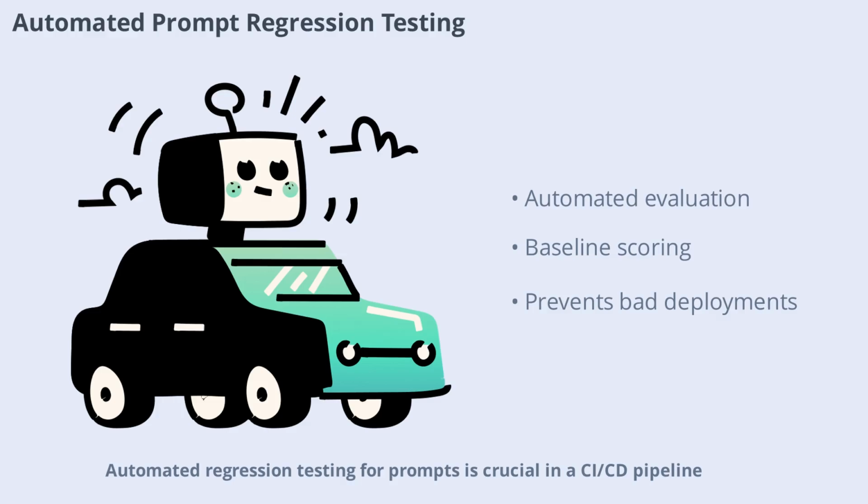Automated regression testing for prompts is crucial in a CI/CD pipeline. Set up a GitHub Action that triggers when a prompt file is modified. The workflow runs evaluation scripts against a representative dataset using an LLM as a judge. If the new prompt version scores below the baseline, the build fails, preventing deployment. For example, if a prompt update misses critical compliance steps, the pipeline blocks the change, maintaining quality and compliance.